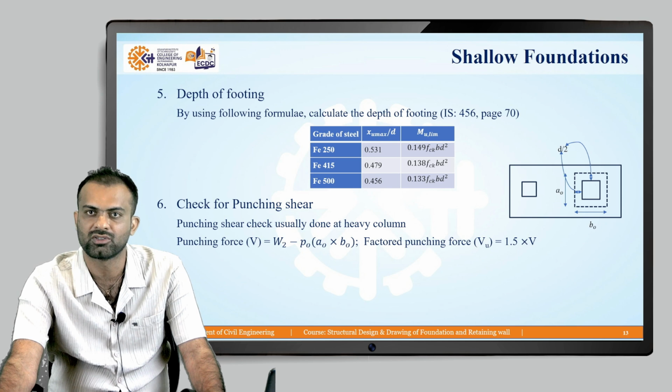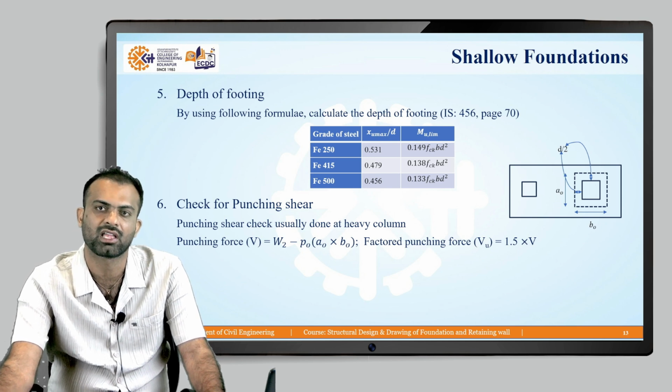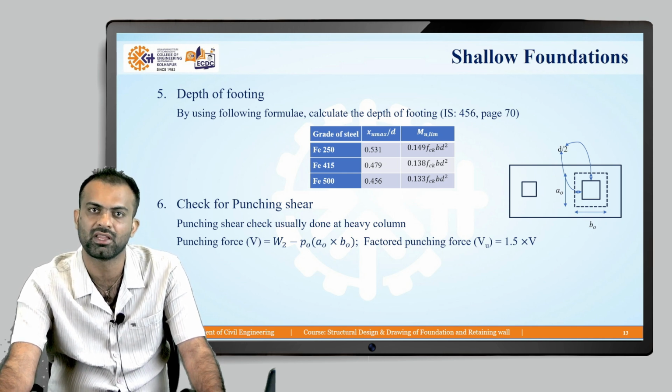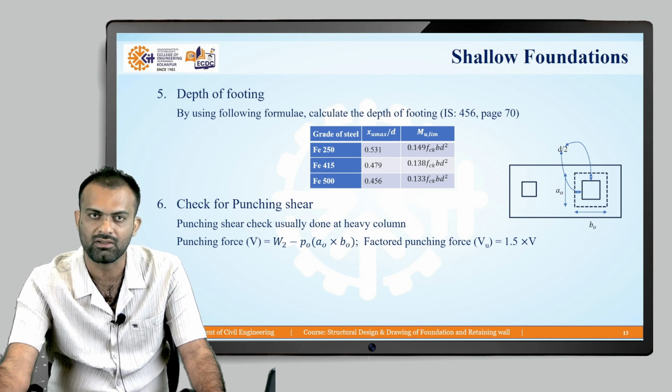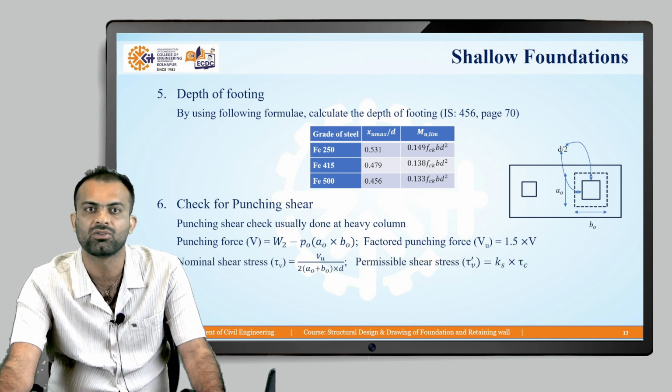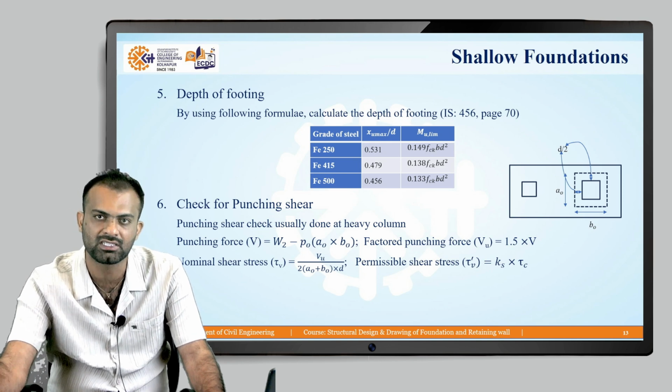So the punching shear force is, W is the weight coming from the column that is acting downwards. The net upward pressure is acting upwards. The resultant punching force will be W by 2 minus P naught, in Newton per meter square. To convert that into Newtons, you need to multiply with the area. I already told you this area will be crucial for the punching shear, so we need to consider that area only, A naught into B naught. Then we need to factor that punching force by multiplying with 1.5.